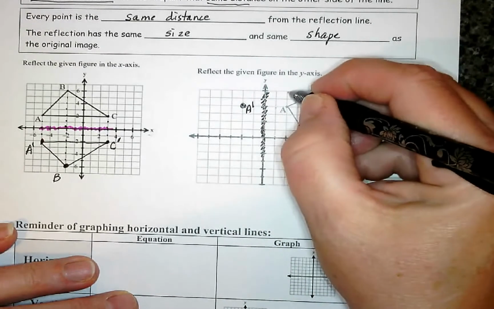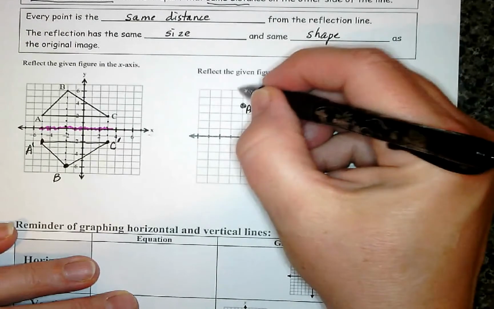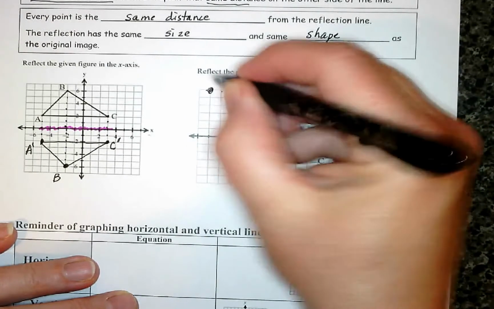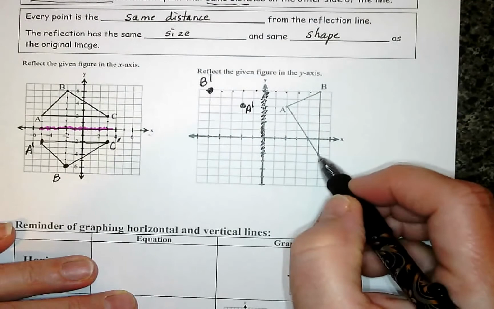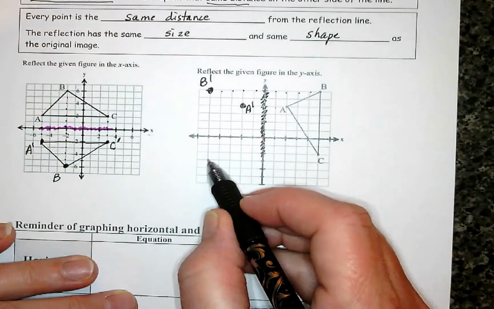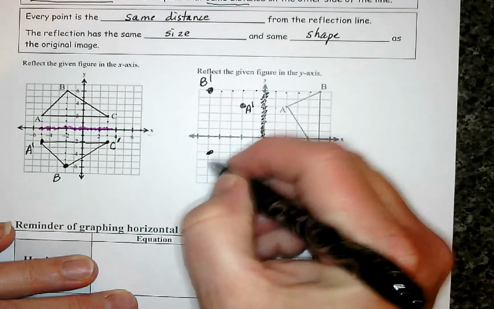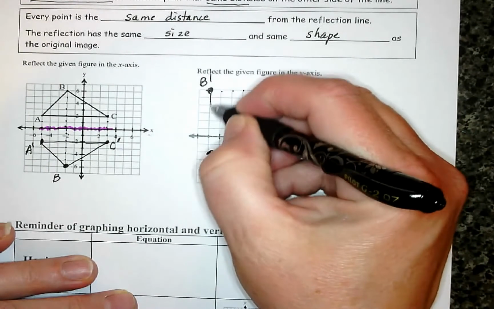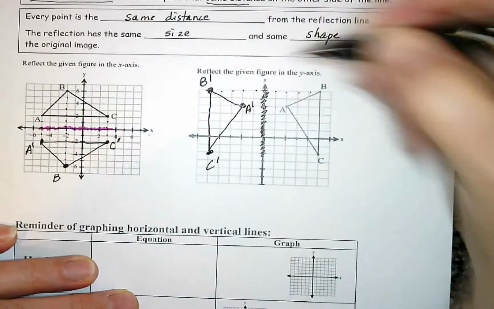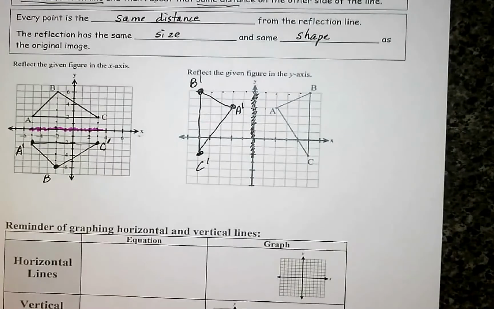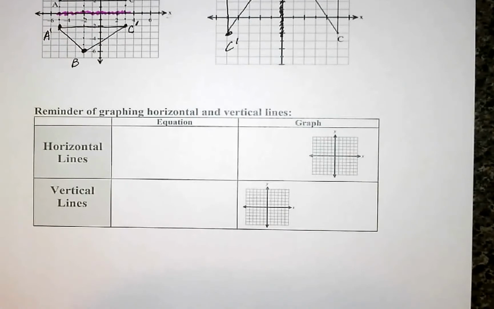B is going to be 1, 2, 3, 4, 5 from the reflection line, and 1, 2, 3, 4, 5 on the other side. That's my B prime. C down here, you can see it's right in line with the B, so we're going to go right there. Okay, that's my C prime. You can always just count it out too, but I think you'll get an idea of some of the shortcuts you can do. So there's my image, A prime, B prime, C prime. Now that's how you do it with the axes.